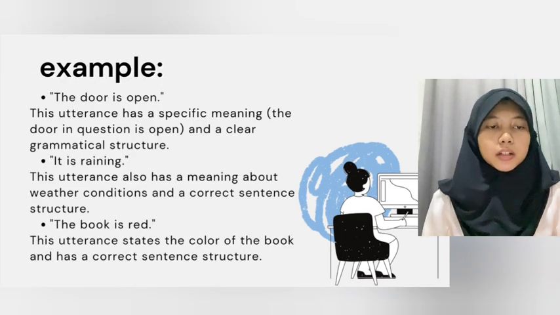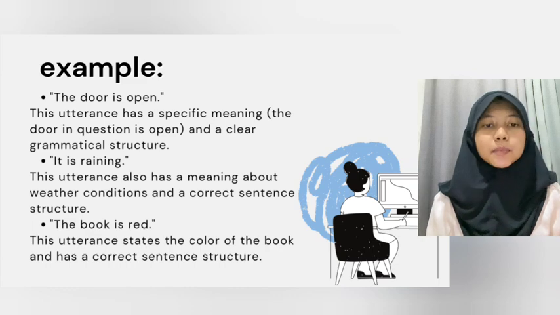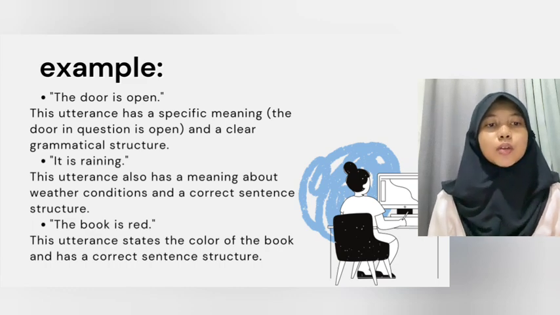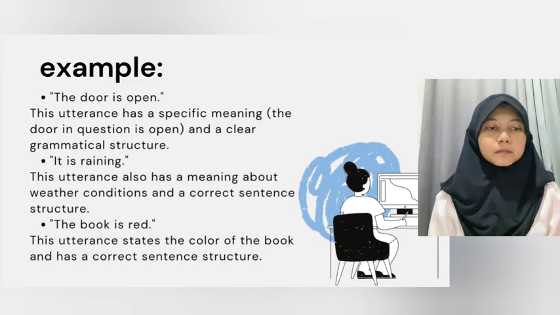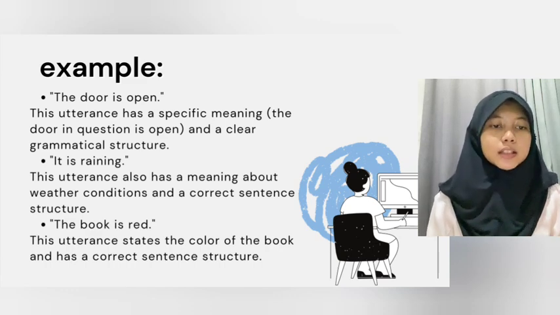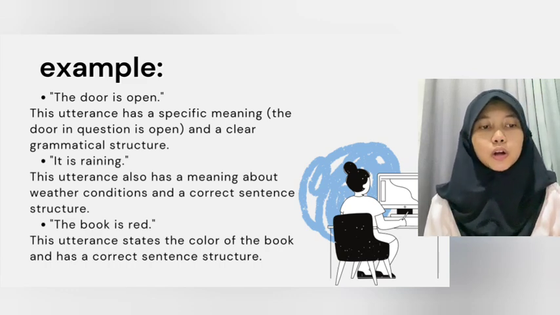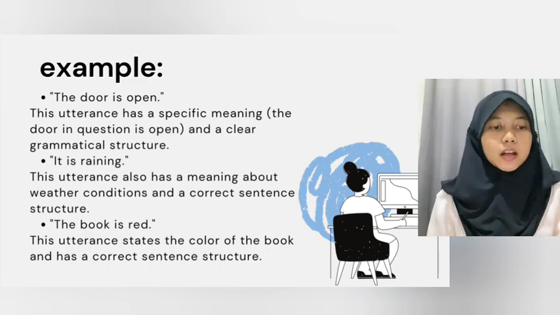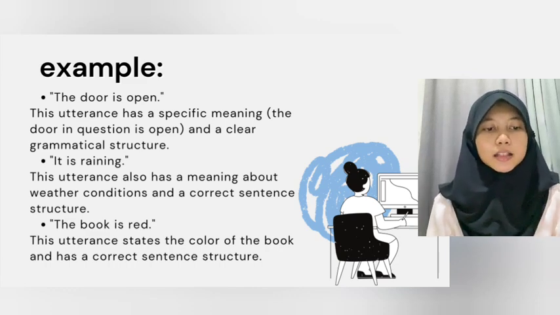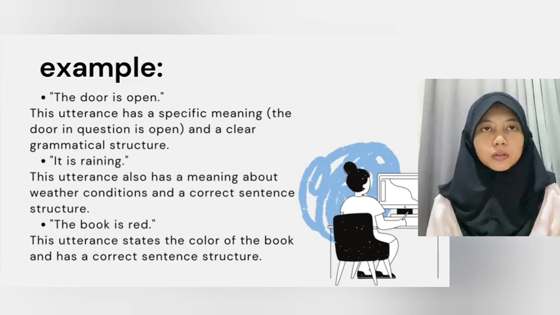Example: the door is open. This utterance has a specific meaning. The door in question is open, and it has a clear grammatical structure. It is raining. This utterance also has a meaning about weather conditions, and a correct sentence structure. The book is red. This utterance states the color of the book and has a correct sentence structure.